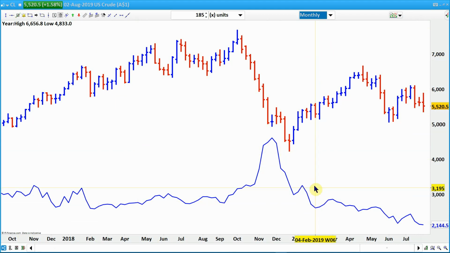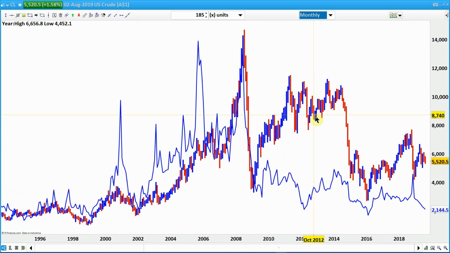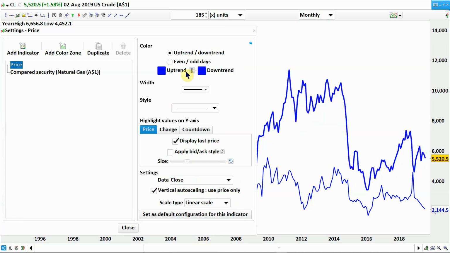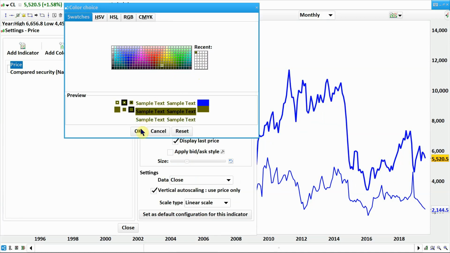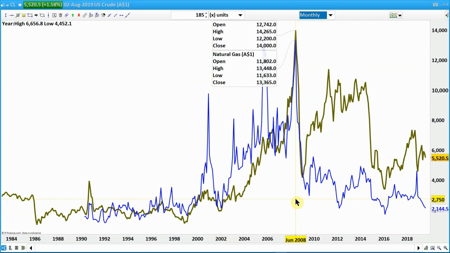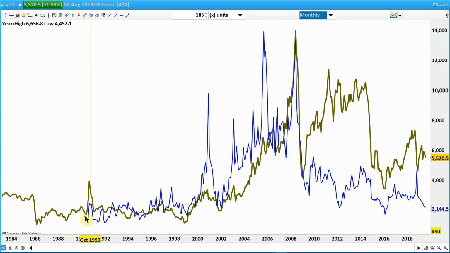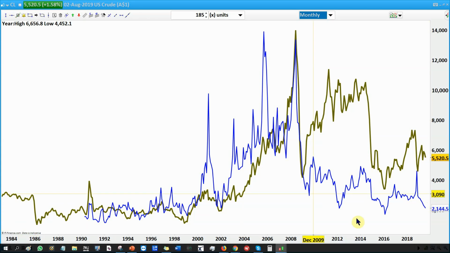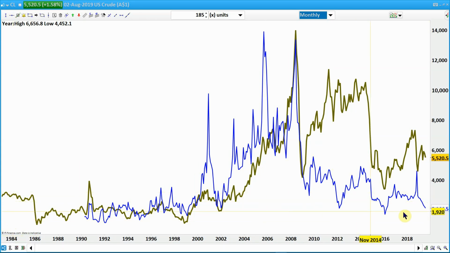You start with monthly because it is easier for you to see the price fluctuations. For example, if I change this to a different color, this is again monthly now. First of all, for correlation we need more data. Can you see here, the data plots from March 1983 for crude oil, but the data actually started plotting from April 1990 for natural gas. So we need to have data to be plotted. That's why we go for monthly, which gives us more data.